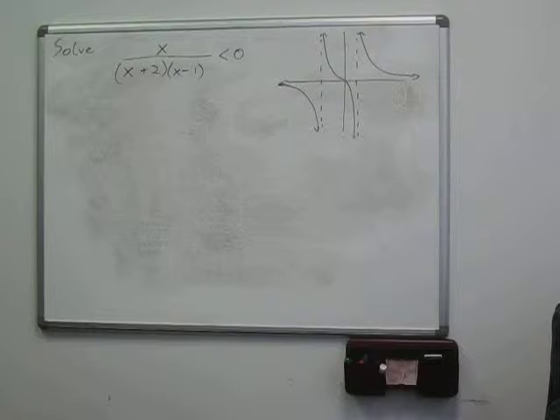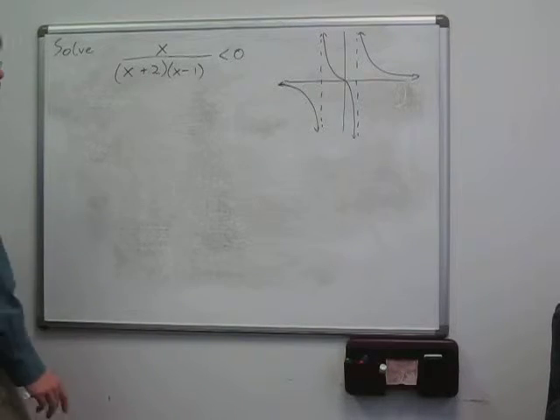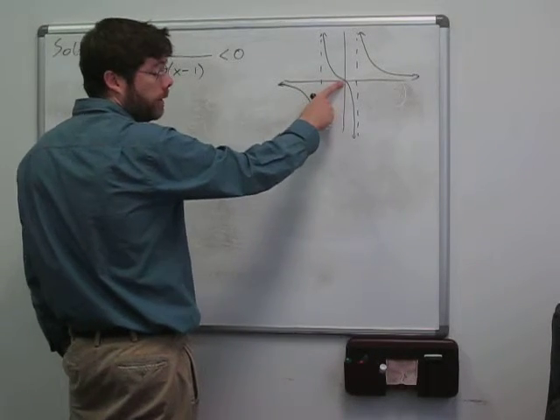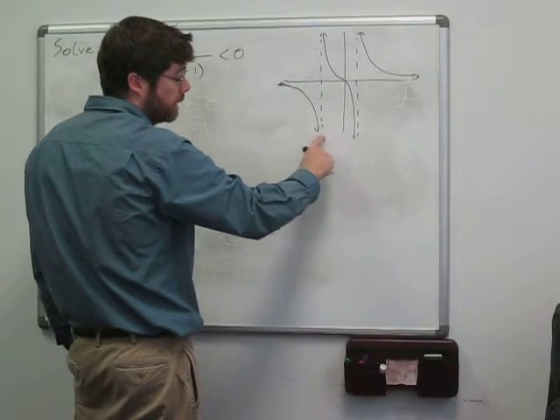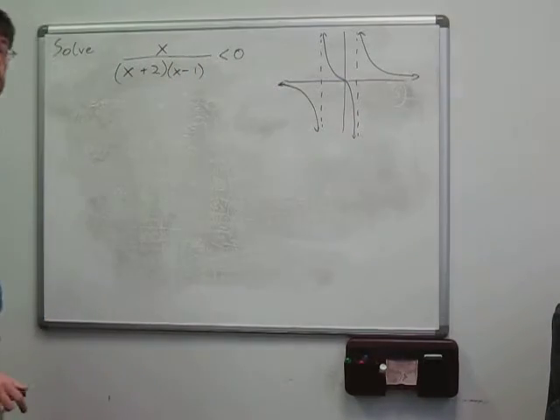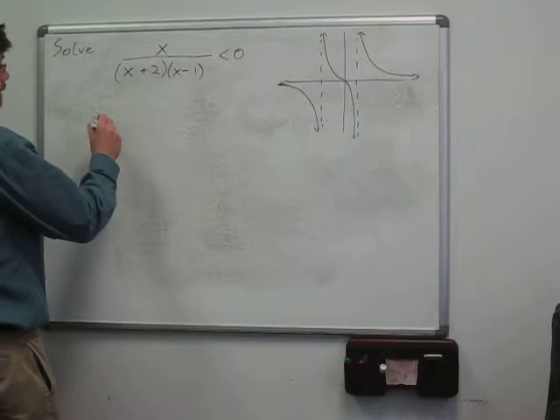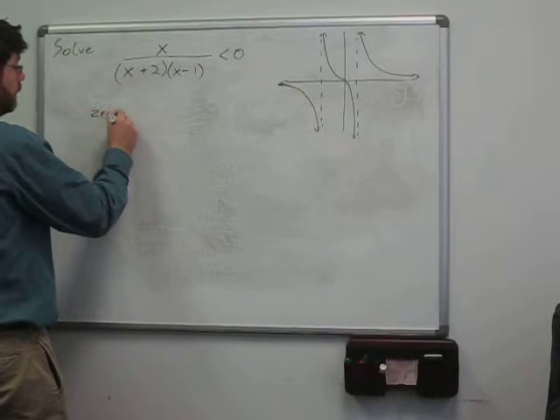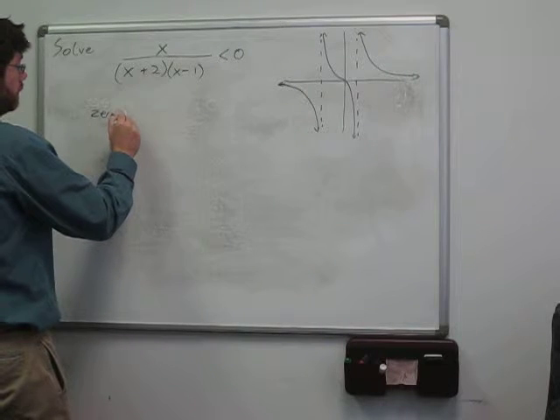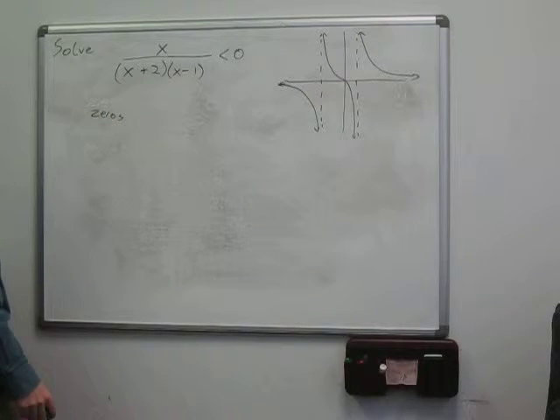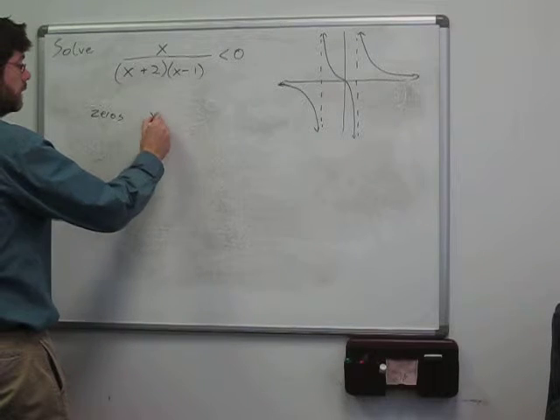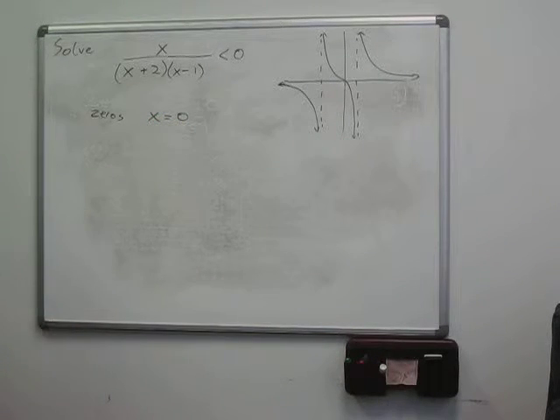So the only change that we have to make to our method for polynomial inequalities is to not only put the zeros on our number line, but also put the x values that make the denominator equal to 0 on the line as well. So let's go ahead and go through this example. First, we want to find the zeros for this function. Just set your numerator equal to 0. In this case, obviously, we just get x equal to 0.